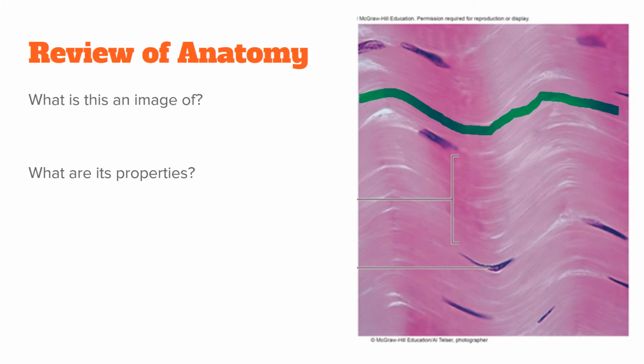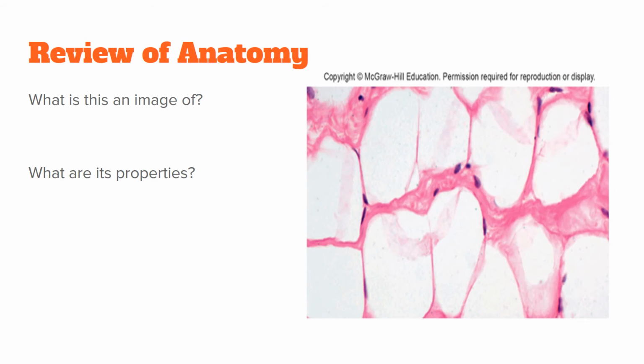Okay, and what we're seeing here, these dark patches, those are the nuclei of different cell types. Examples of where we would find this are in tendons and ligaments. All right, so what about this? What are we looking at?